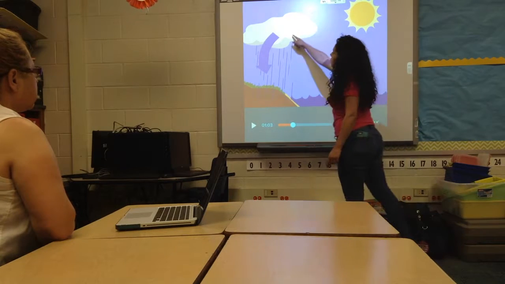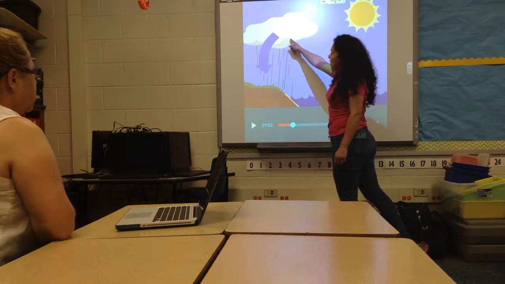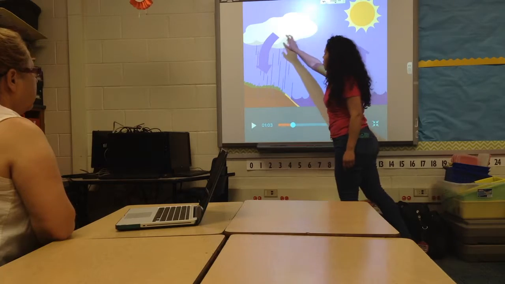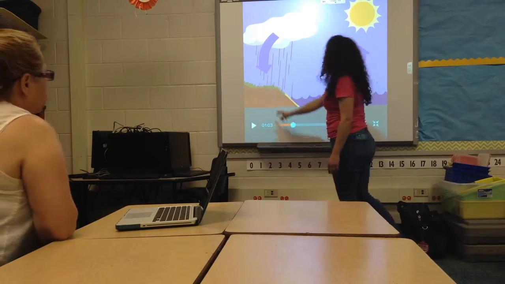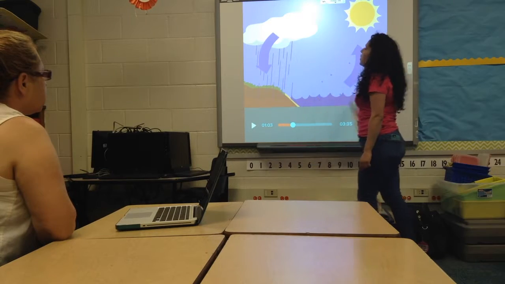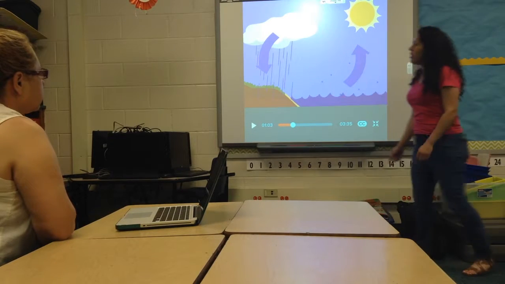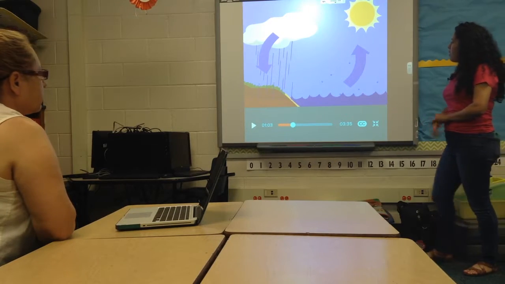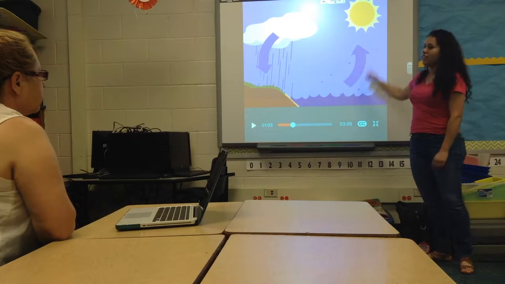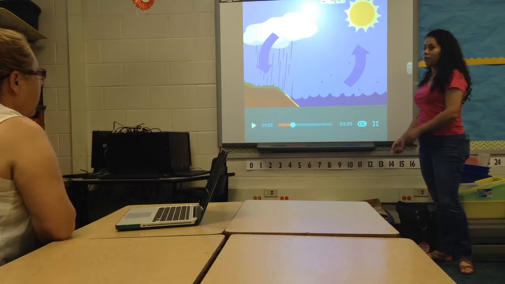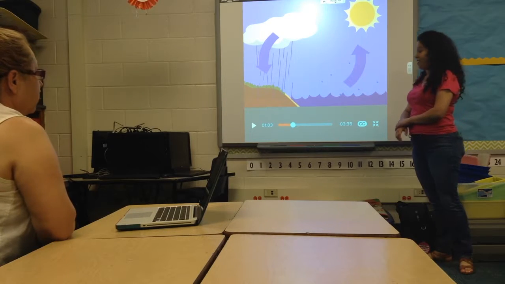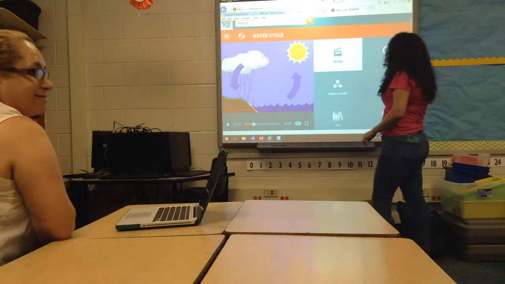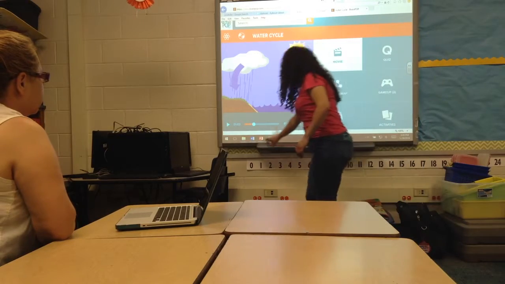Evaporation, then it goes to condensation, and this rain or sleet, or it's called what? Precipitation. Precipitation, and it goes around and around and around. So what do you think would happen if this would stop cycling? We won't have clouds. We won't have clouds or water, right? Water. Okay.